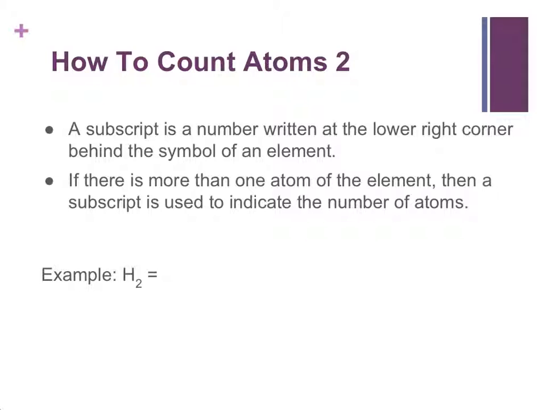A subscript is a number that is written at the lower right corner behind the symbol of an element. If there is more than one atom of the element, then a subscript is used to indicate the number of atoms. For example, if we have H2, the subscript here is indicating that we have 2 atoms of hydrogen in one molecule. So there are 2 atoms of hydrogen.